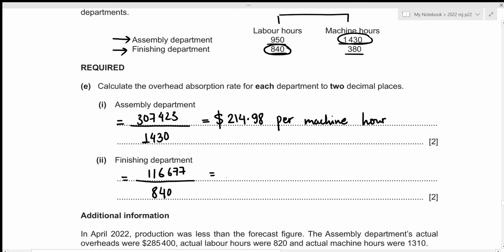Now this gives our overhead absorption rate for finishing department to be 116,677 divided by 840, which results in the value of 138.90. And since we divided it with our labor hours, this overhead absorption rate will be per labor hour. We need to write that down as well. Alright, this concludes the fifth part of this question. Now we can move towards the sixth one.